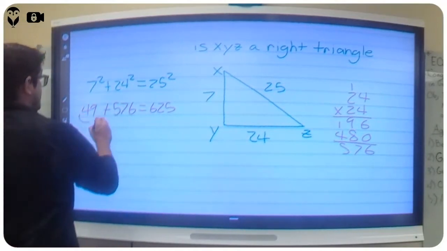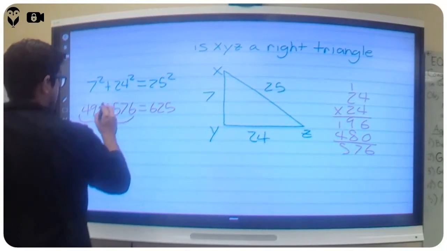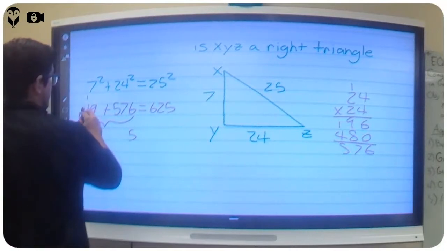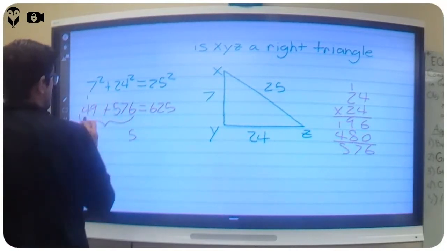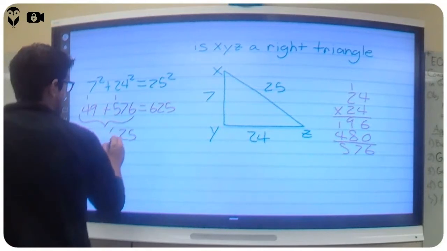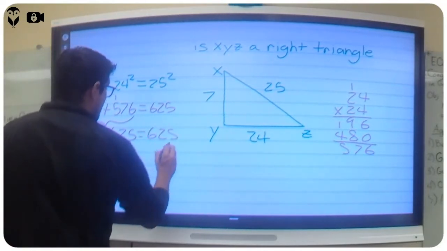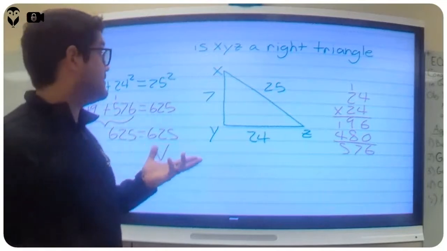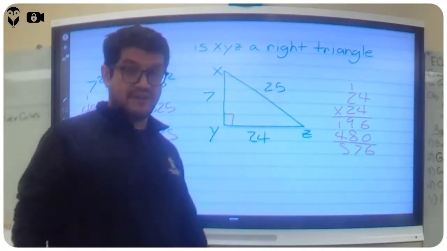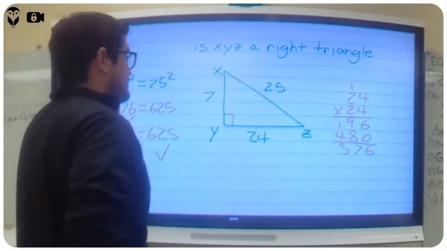So I add this together, right? So we got 49 plus 576. The 9 and the 6 are going to make a 5 with a 1 here. And then a 4 and a 7 is going to make 11 with a 1. It's going to make 12. And then that's going to be a 6. Does 625 equal 625? Yes. That means I've proven this is a right triangle, so I can put a little 90-degree angle right there. So yes, this is a right triangle.